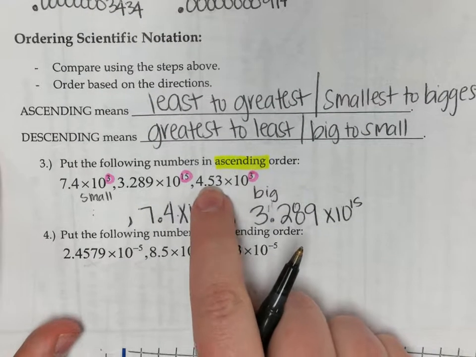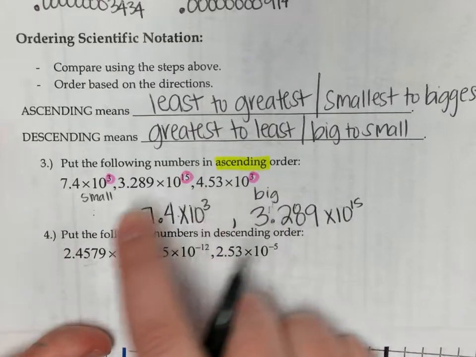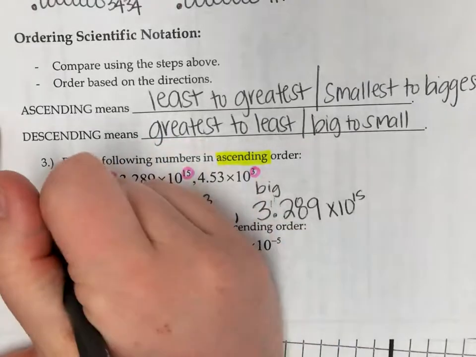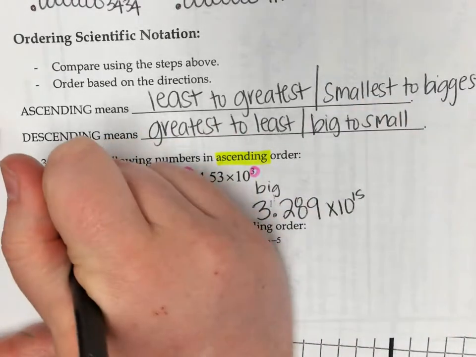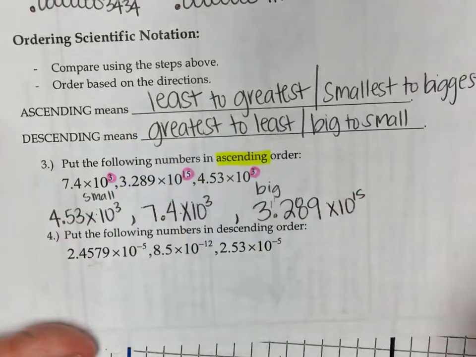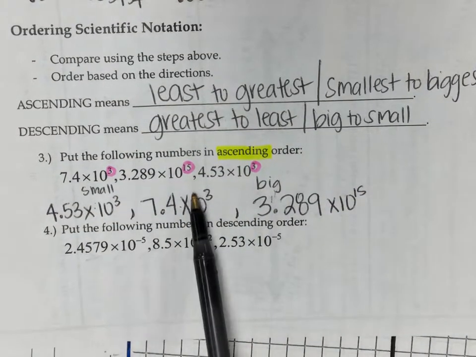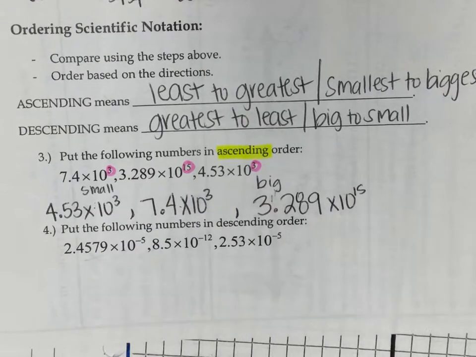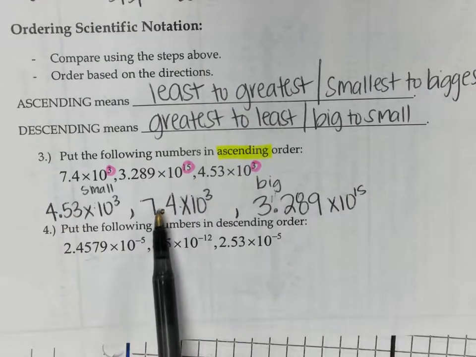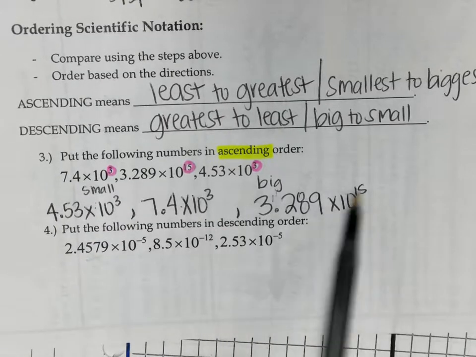Okay, and that means if this number has a 3 and its 4 is smaller than 7, it's going to be the smallest, so it's going to go first. 4.53 times 10 to the third. And again, we can see our exponents are 3, 3, 15, so small, small, big. And then 4 is smaller than 7. So I can see that I put these in ascending order from least to greatest.